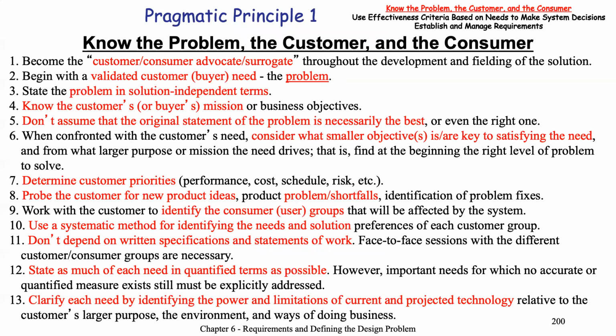There are going to be 3 slides in this lecture that come back to the pragmatic principles. This is the first pragmatic principle, number 1: know the problem, the customer, and the consumer. We'll come back to this idea in terms of effectiveness criteria to help make system decisions, and then enable and manage requirements. There are a lot of details here, and I'm just going to quickly give an overview. You can read through this in more detail and look at it in the textbook.